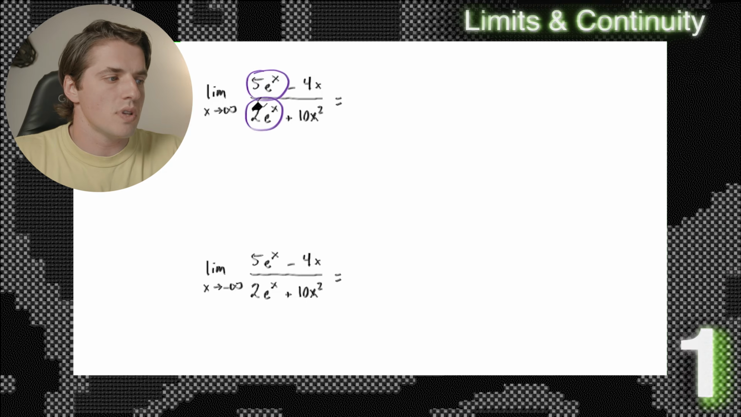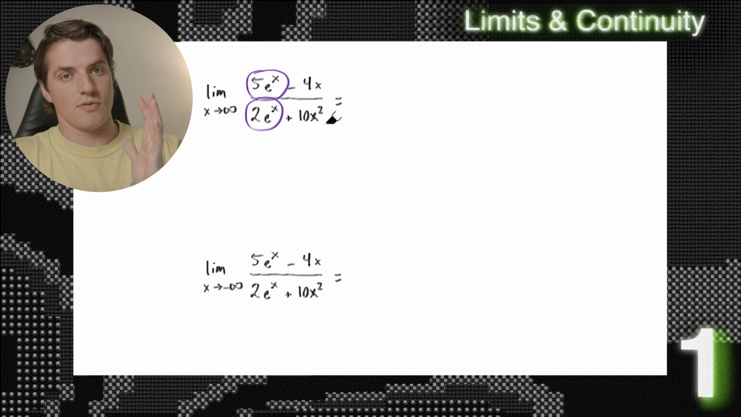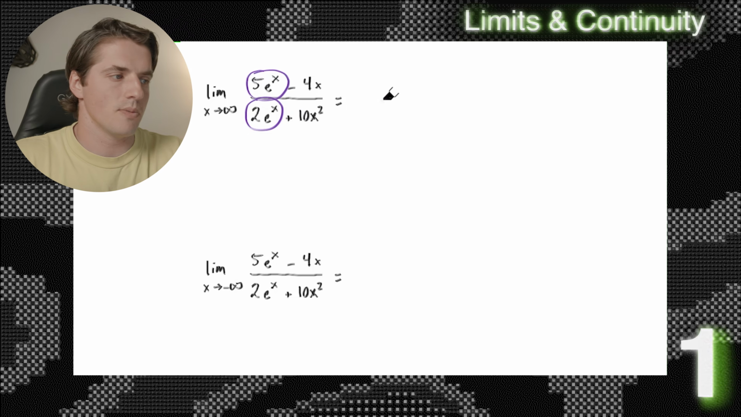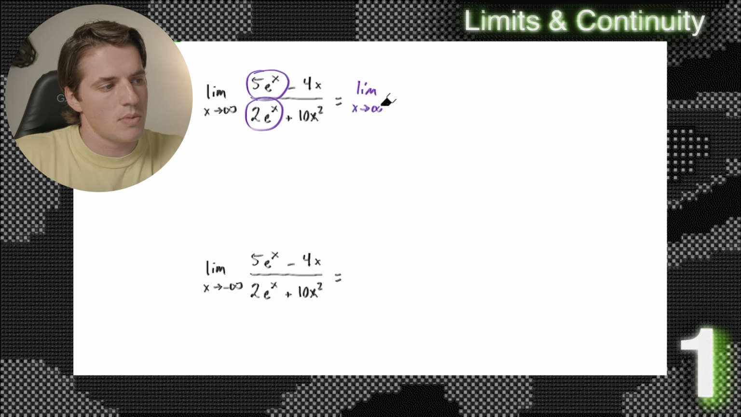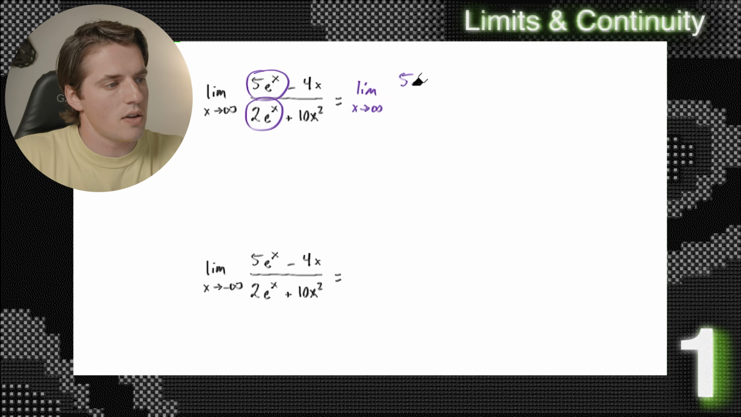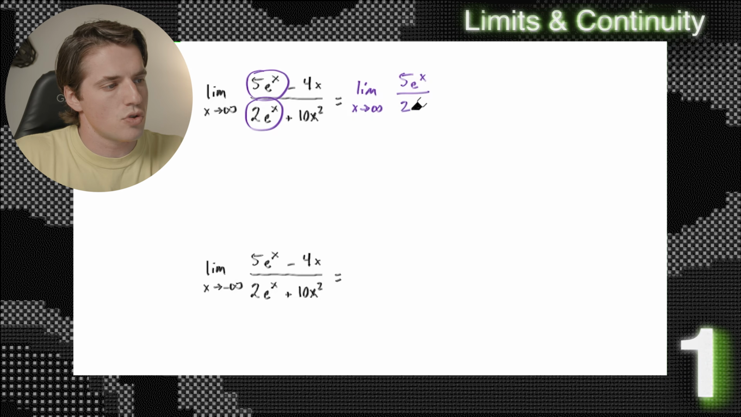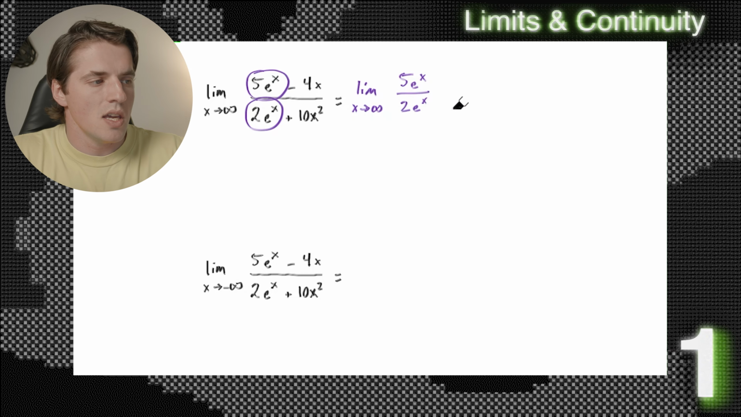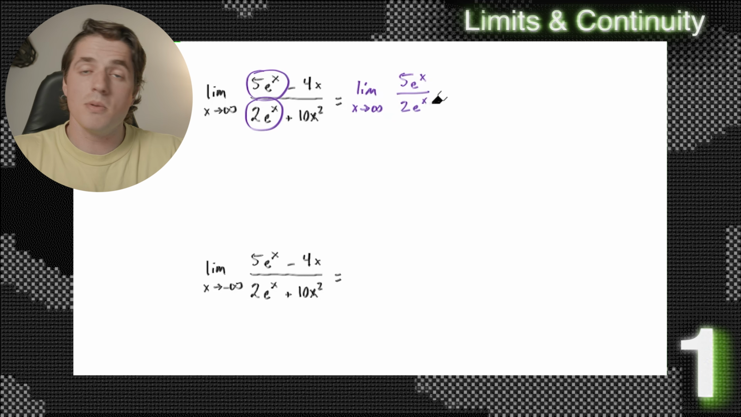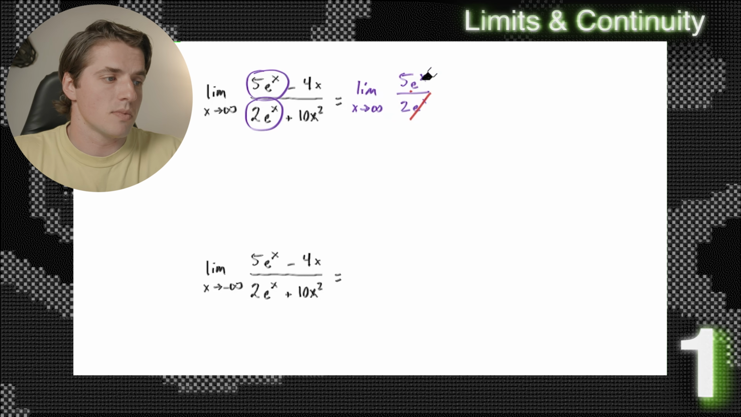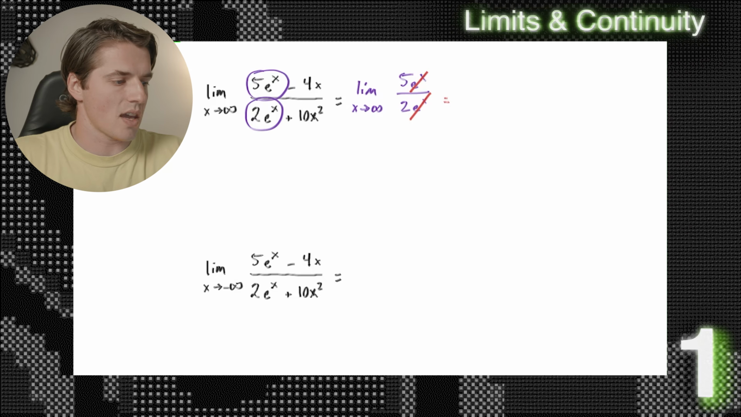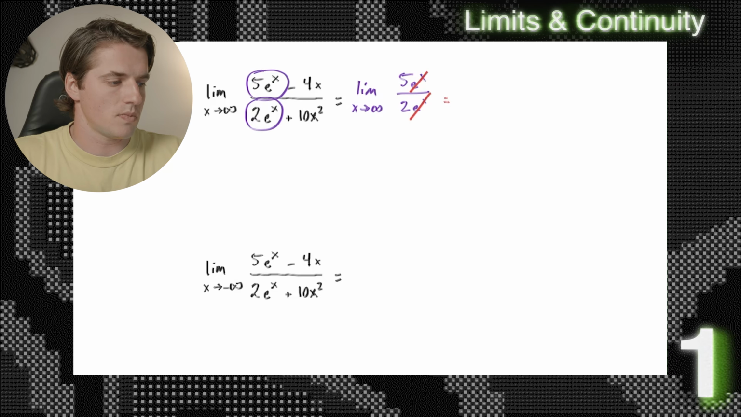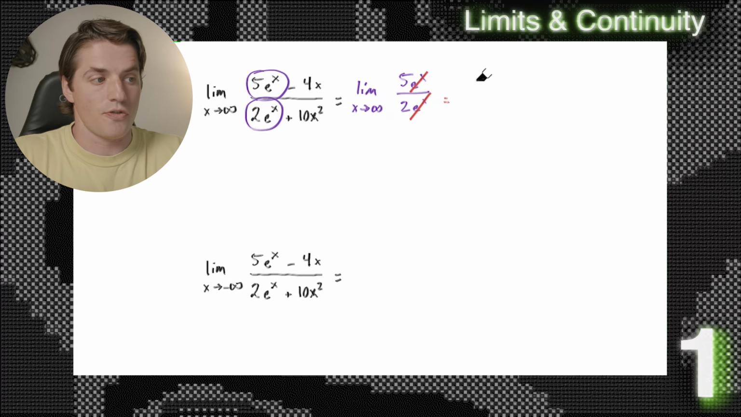We have 2e to the x going towards infinity faster than x squared. So we can look at this like so. The limit as x goes to infinity of 5e to the x over 2e to the x. And like the last problem, we can just cancel the e to the x's. So the limit as x goes to infinity here is just 5 over 2.